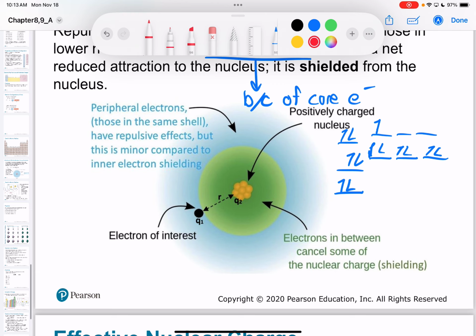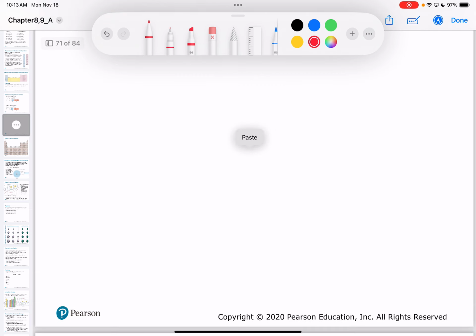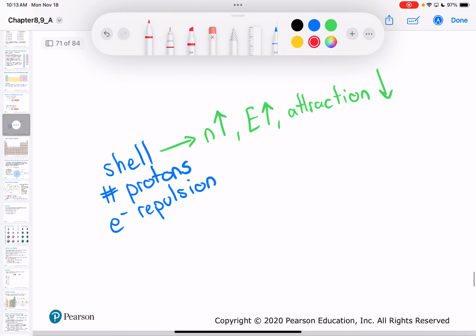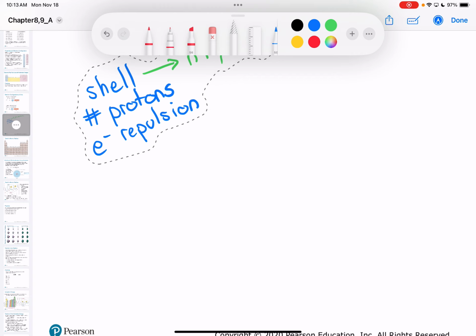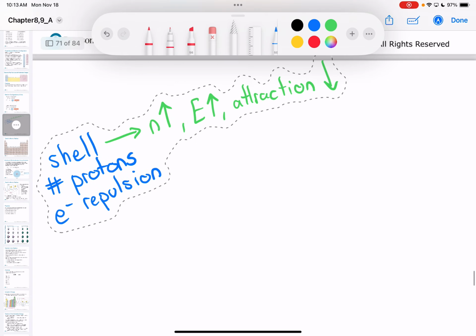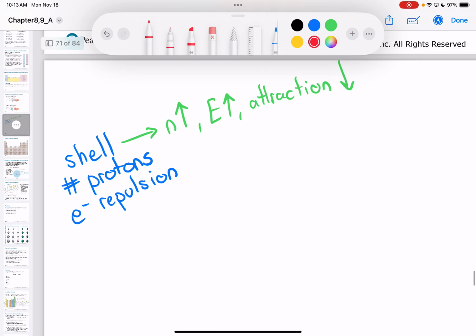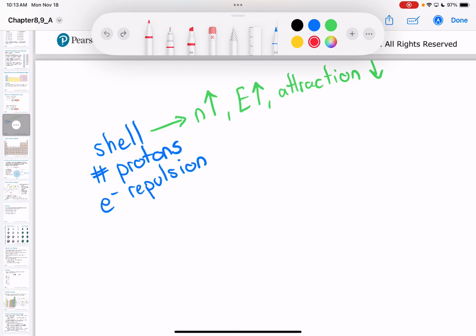Okay, so I'm going to copy our list down here so we can continue to talk about this. So the shell is our number one thing we're going to look at, and maybe I need to emphasize that by putting number one. So these are in order of priority of how we're going to address these different factors.